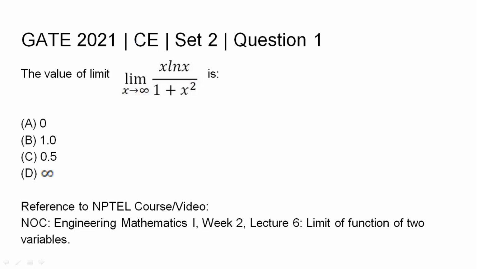2021 Civil Engineering Set 2 Question 1. The value of limit x tending to infinity x natural log of x by 1 plus x square is. The options given are 0, 1, 0.5 and infinity. The relevant NPTEL reference has been listed.